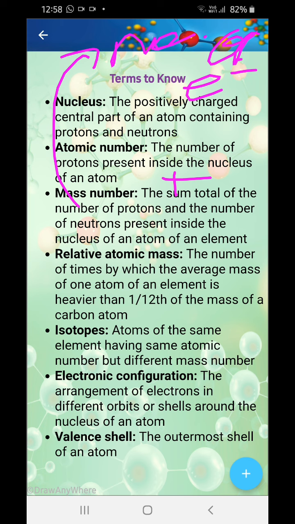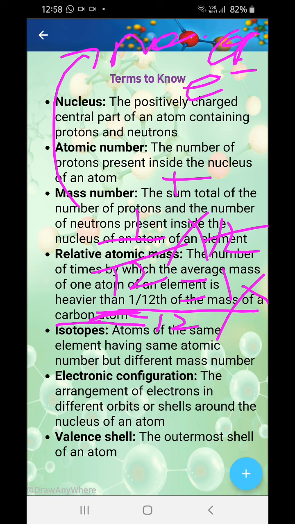The number of times by which the average mass of one atom of an element is heavier than 1/12 of the mass of the carbon atom, not carbon atom, it will be carbon-12. So cancel, what do you get? 1. So 1 times the average mass of an atom of an element is heavier.